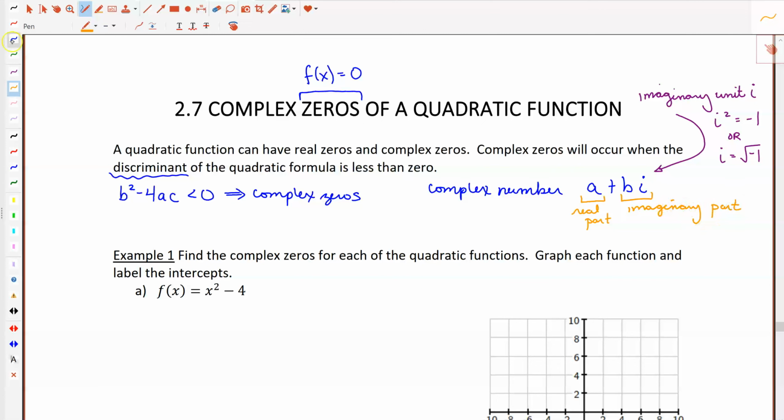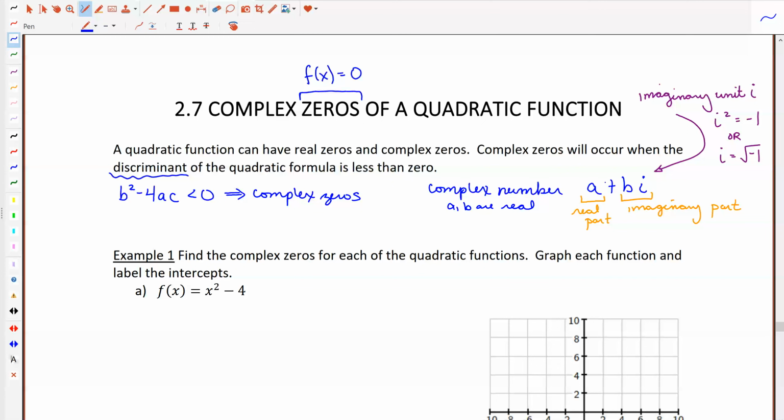It's probably important to note that in these complex numbers, a and b are real numbers. So they could be integers, they could be fractions, they could be decimals, they could be irrational, something inside the real number system.